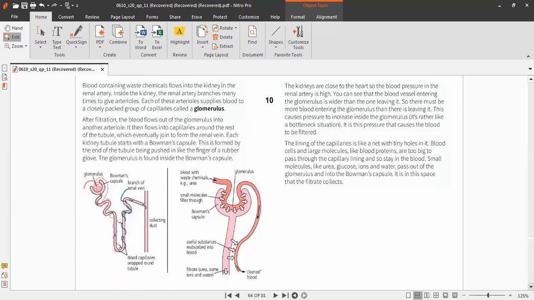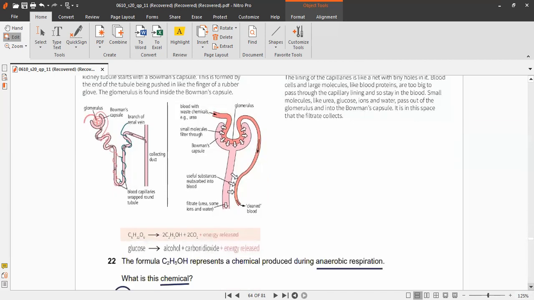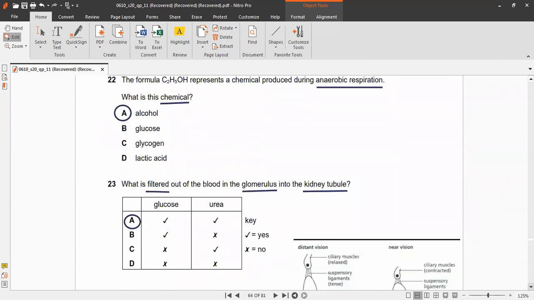The lining of the capillaries is like a net with tiny holes in it. Blood cells and large molecules, like blood proteins, are too big to pass through the capillary lining and so stay in the blood. Small molecules like urea and glucose, ions and water pass out of the glomerulus and into the Bowman's capsule. It is in this space that the filtrate collects. So the correct answer here, what is filtered out of blood in the glomerulus into the kidney tubule? Glucose and urea.